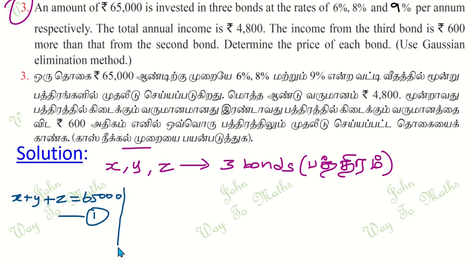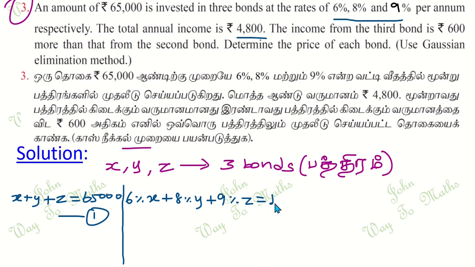So the second condition becomes, 6% of the first bond becomes x, plus the second one, 8% of the second bond, plus 9% of the third bond is equal to the total amount 4,800. Consider as equation number 2.